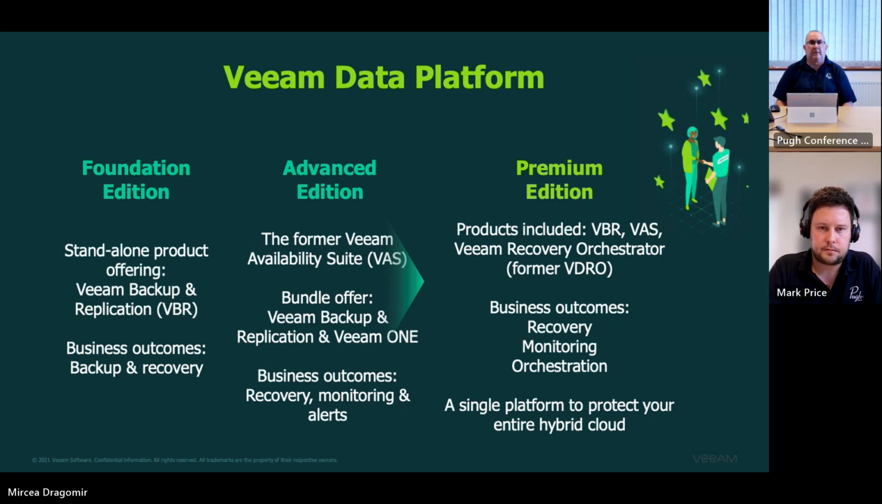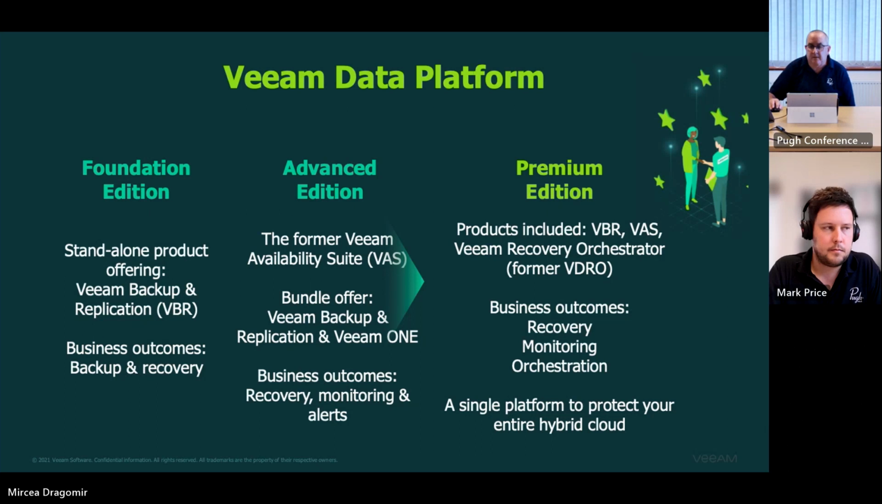The second edition will be Advanced Edition, which is the former Veeam Availability Suite. For those of you who don't know, that's a bundled offer which covers the backup part of it, which is Veeam Backup and Replication, plus the monitoring tool for your infrastructure and estate, which is called Veeam One. Apart from recovery, that contains alerts and monitoring, as mentioned on the slide. And then as a final product, which we name the full set product of Veeam, the complete full package, we have the Premium Edition. We bundled the Veeam Backup and Replication, Veeam One, and the Veeam Disaster Recovery Orchestrator, which you probably know as, or now it's actually called, Veeam Recovery Orchestrator.